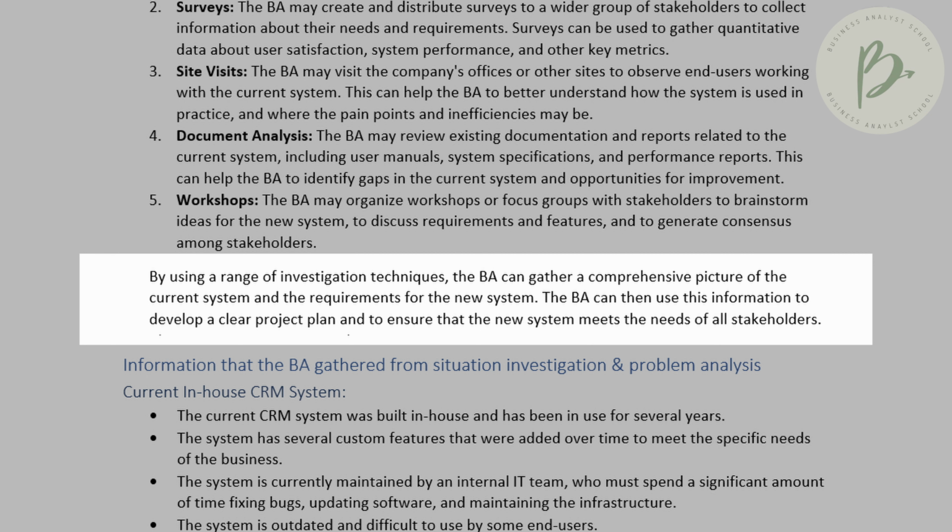You can also do site visits, okay? Visiting the company's offices, maybe shadowing some of the users of the system. It really will help you as a BA to understand how the system is used in practice, where the pain points and inefficiencies are. So for the purpose of our project, the CRM migration project, what is the type of information that the business analyst has gathered from this situation investigation and problem analysis?